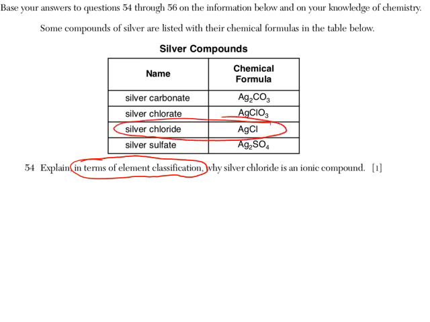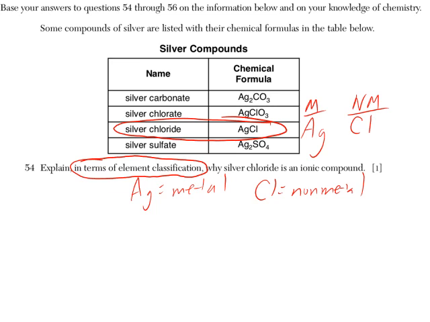Well, what elements do we have? We've got Ag and Cl, and what types of elements are they? What do we know about ionic compounds? Ionic compounds are formed between metals, of which silver is a type, and nonmetals, of which chlorine is an example. So that's your answer. Silver is a metal, and chlorine is a nonmetal.